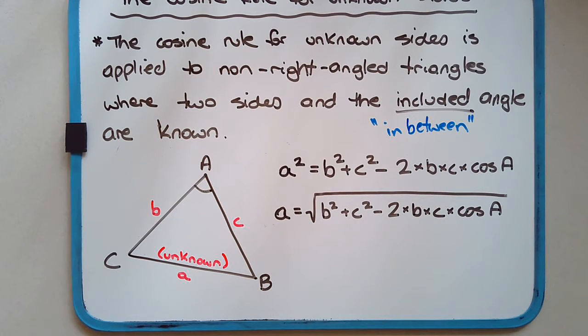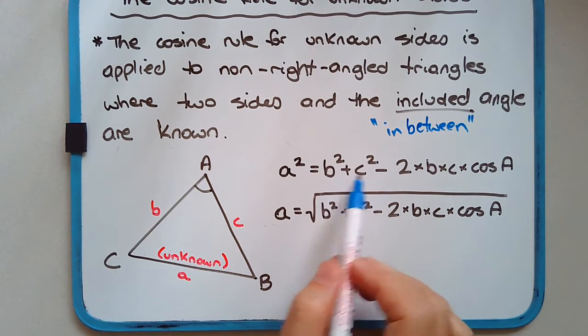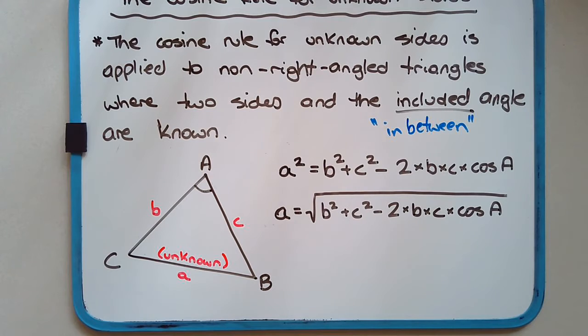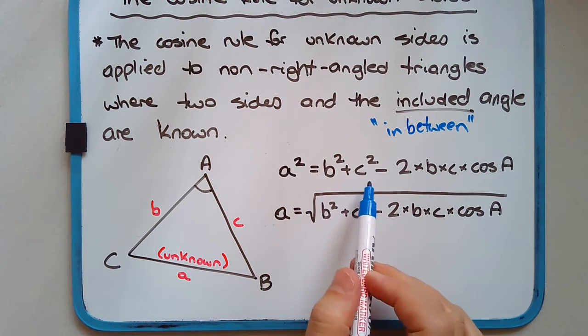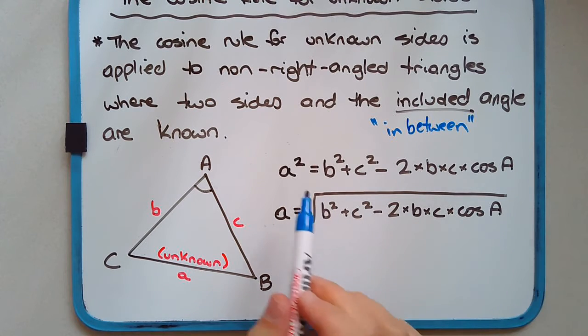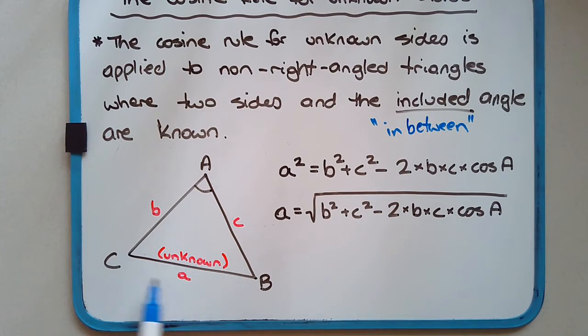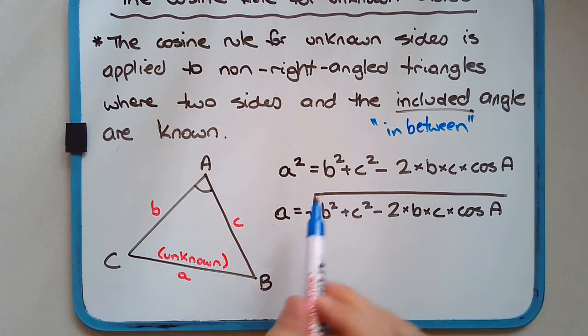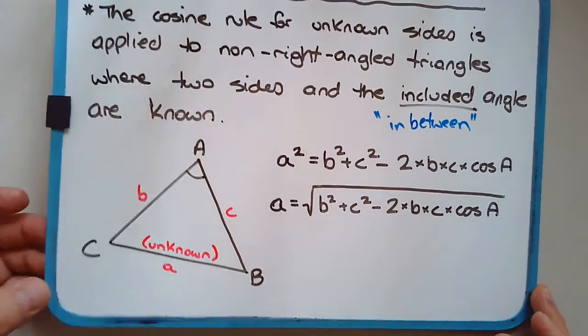Just like Pythagoras' theorem, we can treat a like a hypotenuse or an unknown side. Because we're adding the square of the two known sides, if you want the value of the hypotenuse with Pythagoras' theorem, you need to take the square root of your answer to get the final answer. The same thing holds true with the cosine rule. So if a squared equals b squared plus c squared minus all that stuff, and you just want a on its own, so that's side a here, which is opposite angle A, you need to take the square root of the whole lot. Let's have a look at an example.